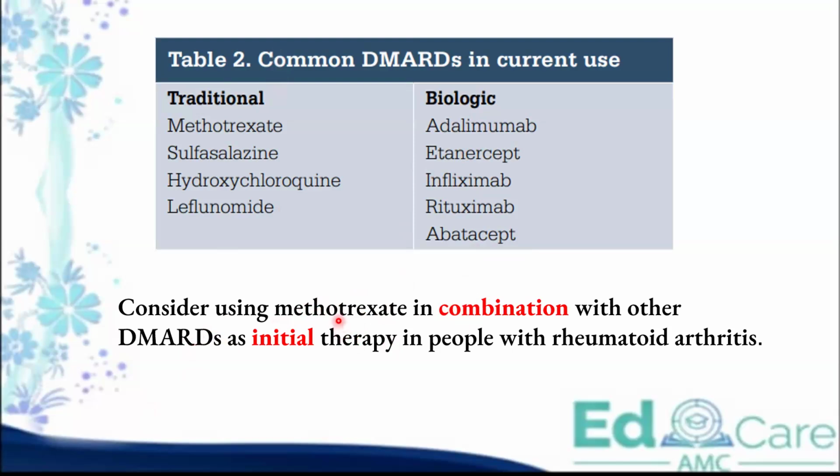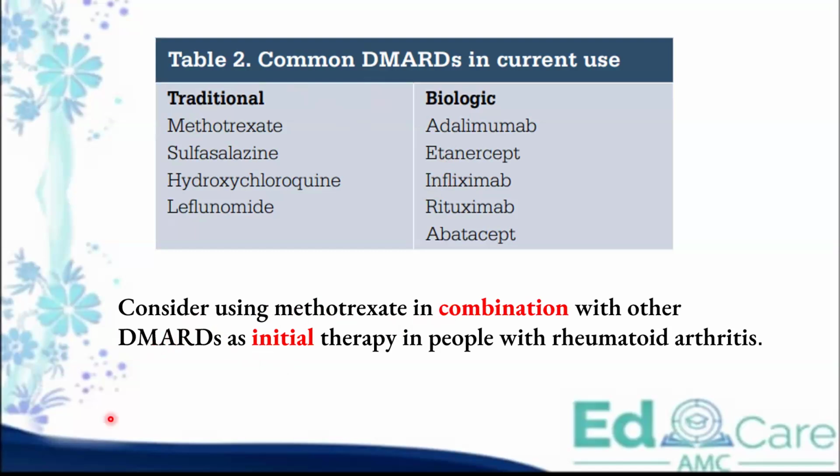So methotrexate itself is a disease modifying anti-rheumatoid drug, that is DMARD, right? So methotrexate itself is one, but you can add another one. So mostly it goes with a MAB therapy, right? So consider both of those in combination as initial therapy. So remember this. This has been a question.